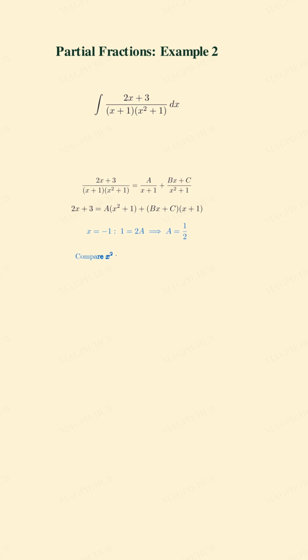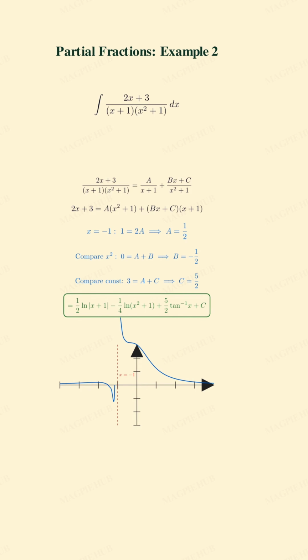Putting x equals negative 1, 1 equals 2a, so a equals 1/2. Comparing coefficients of x squared gives b equals negative 1/2. Comparing constant terms gives c equals 5/2. Integrating each term, 1/2 ln |x plus 1| minus 1/4 ln (x squared plus 1) plus 5/2 arctan x, plus c. Notice the graph has a vertical asymptote at x equals negative 1.